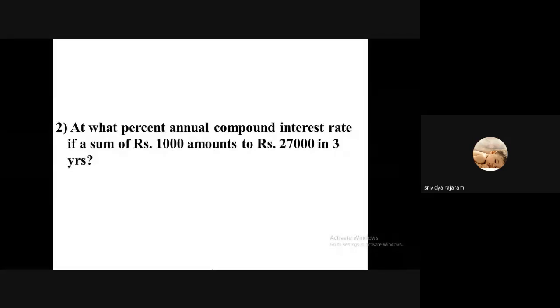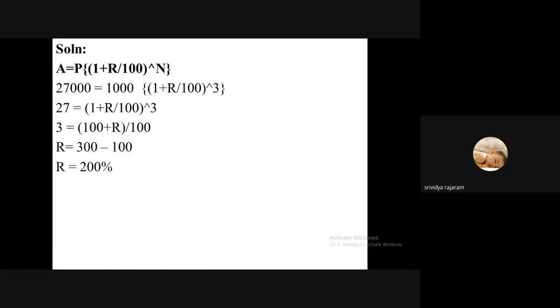So it is direct substitution of values. 200% or 2%? Okay, let us see what the answer is. We have to use A = P into (1 + R/100), the whole power n, because the new amount value is given, the P value is given, the n value is given, and R is what we are asked to find. So A, given as 27,000, is equal to 1,000 into (1 + R/100), where R is what we have to find, the whole power n, given as 3.